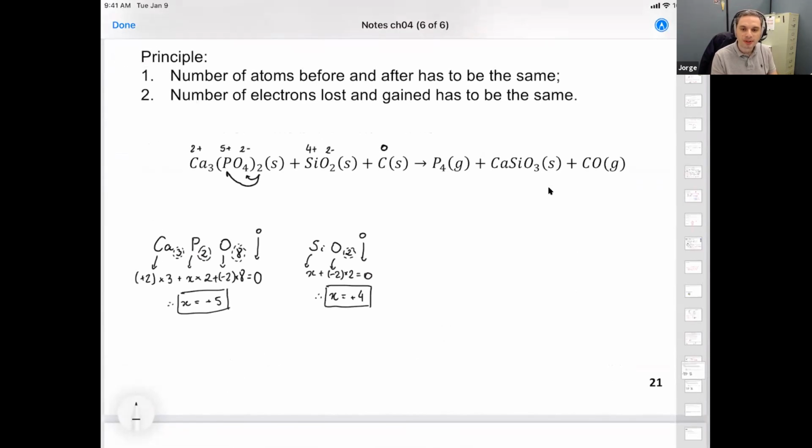And we can use the same rule for the next compound, P4. So that's phosphorus bonded to phosphorus. Again, it is a compound formed by only one element, no charge on the outside, which means the oxidation number for phosphorus has to be 0 as well.